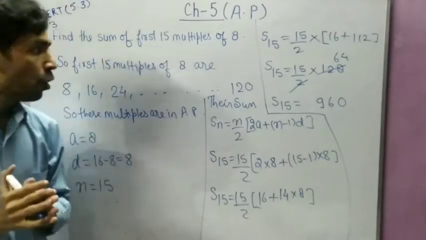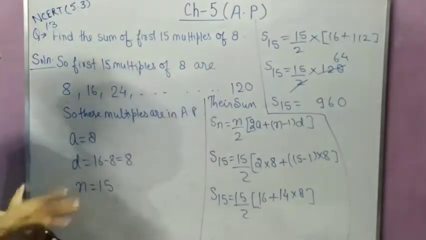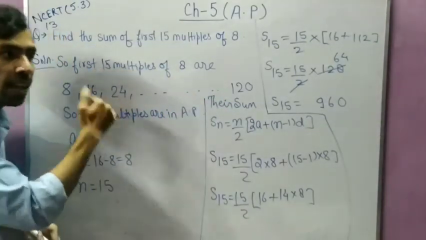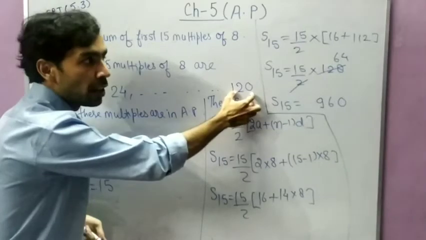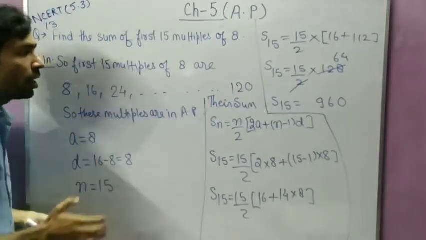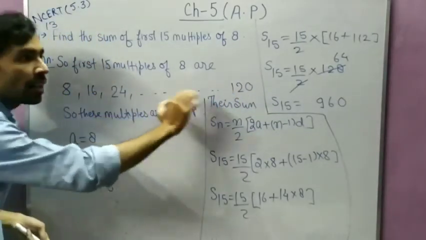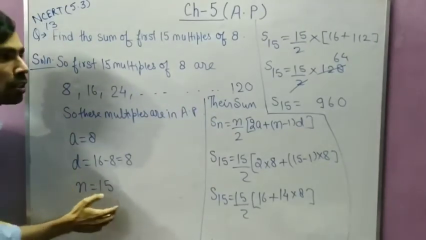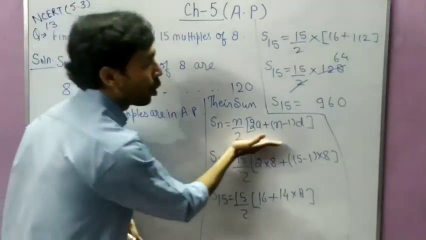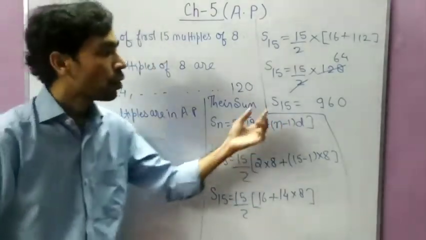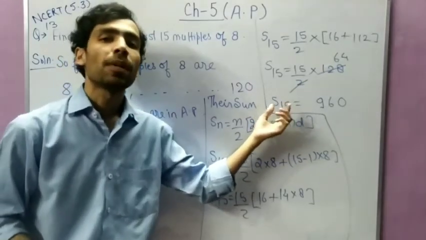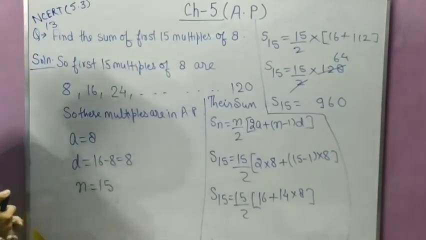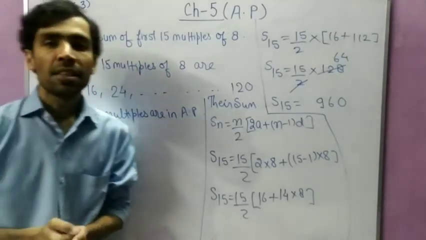Okay, so I hope you have understood this question. First we wrote the first 15 multiples of 8, that is 8, 16, 24, and the last multiple will be 120 because we have to write only 15. After that we saw that these are in AP, so their first term is 8, common difference is 8, and number of terms is 15. After that we applied the formula of sum, and finally we got the sum of the first 15 multiples of 8, that is 960.